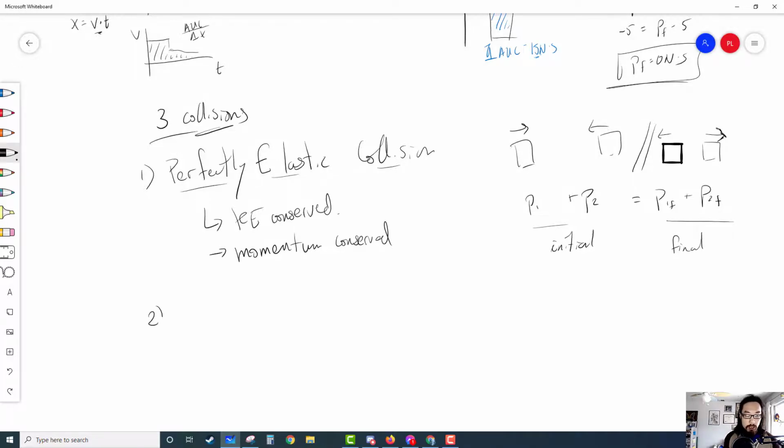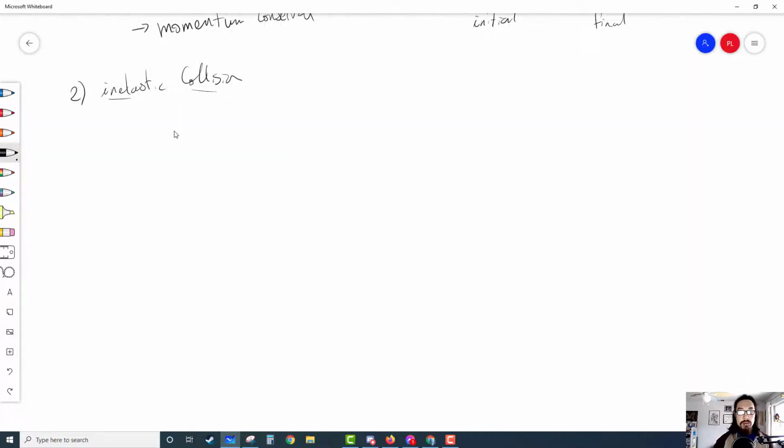All right, so the second type of collision is an inelastic collision. For an inelastic collision, we usually say the two objects stick together. We have a system where the two objects stick together. For example, if object 1 is moving to the right and object 2 is moving to the left, after they collide, the two objects are stuck together and we'll say it just moves to the right, kind of like that.